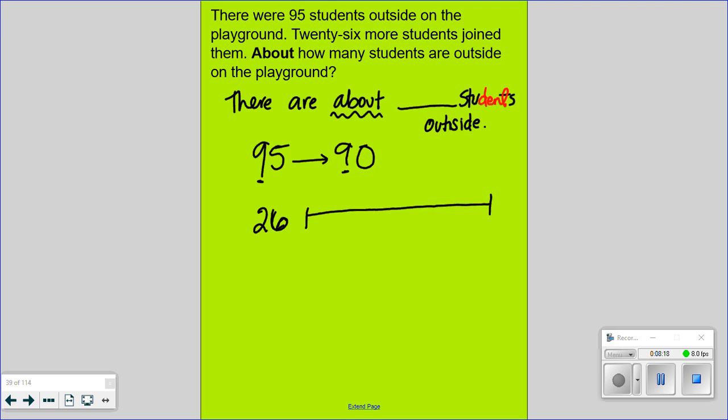The 90 and the 26. Nope. So what? Just give the answer. Nope. What two tens go around 26? Rogan? 26. 20. 20 is one of them. What's the other 10? 30.